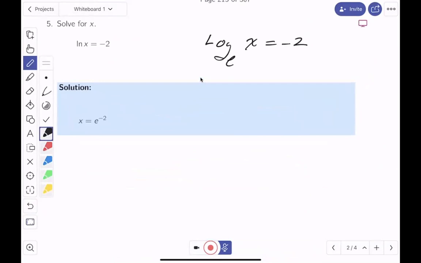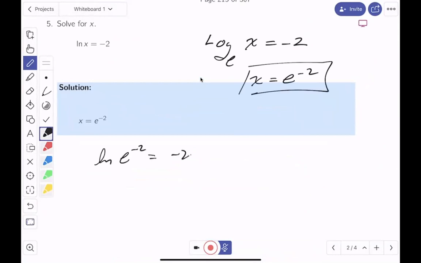I'm going to write it as an exponential. When I get x equals e to the minus 2, it's now solved. If you want, you can check this. Natural log of e to the minus 2 is going to be minus 2 natural log of e. Natural log of e is going to be 1, so it's going to be minus 2. And it does check out beautifully.